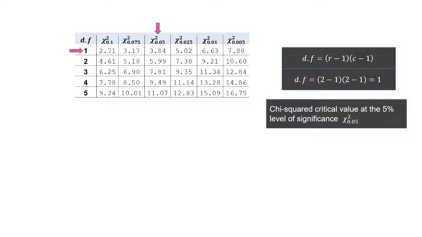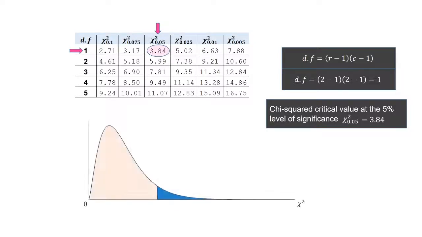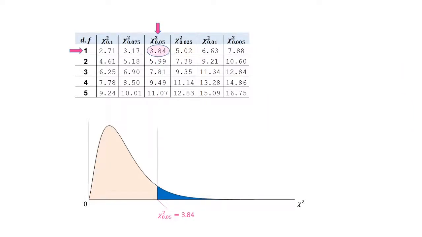The chi-squared distribution has this appearance, where you can see that the blue area represents 0.05, 5%, and the pink area is 95%. 3.84 is indicated on the horizontal axis. To conduct the test, if our chi-squared statistic is lower than 3.84, we accept the null hypothesis. If the chi-squared statistic is greater than 3.84, we reject the null hypothesis.